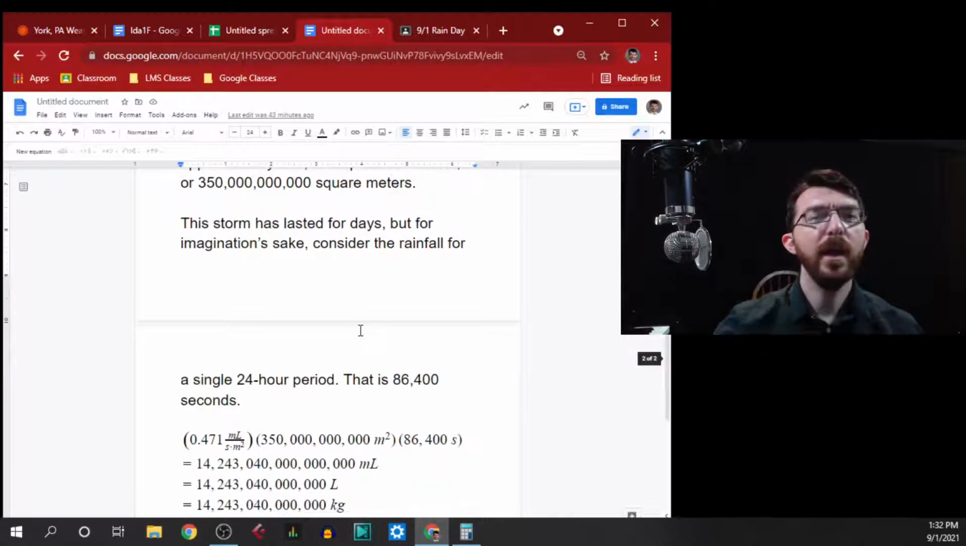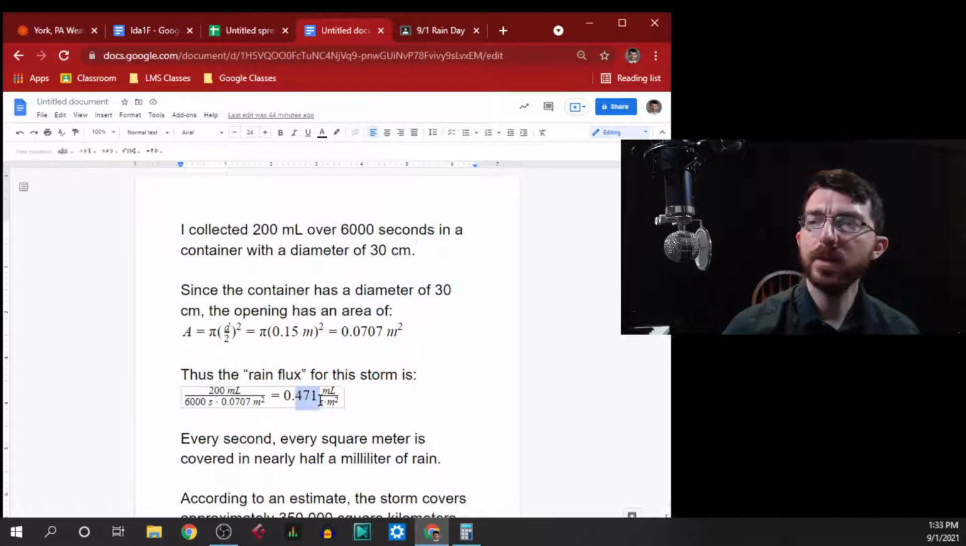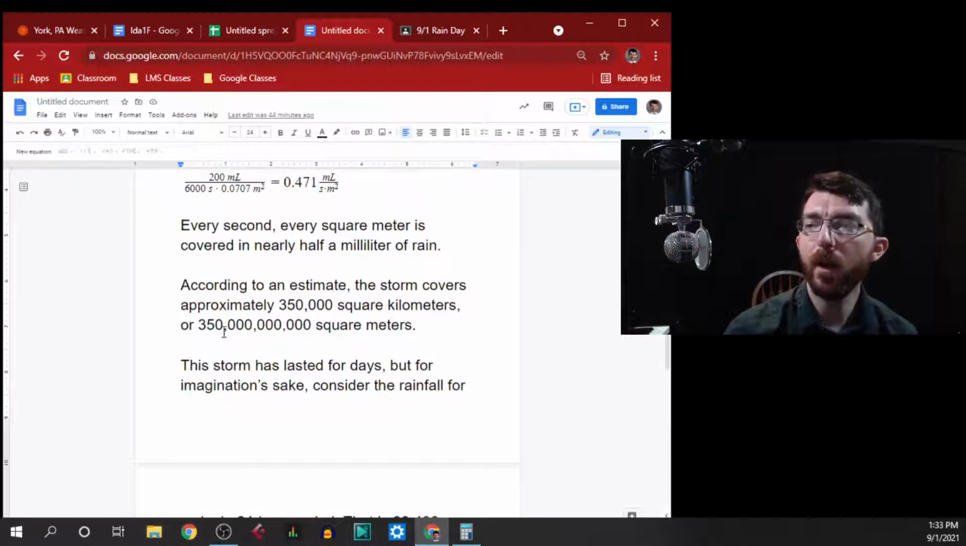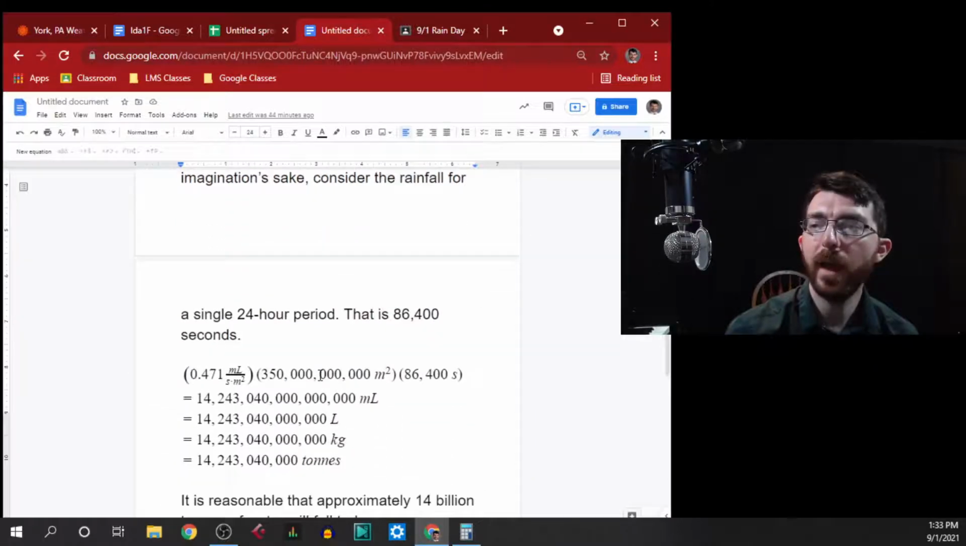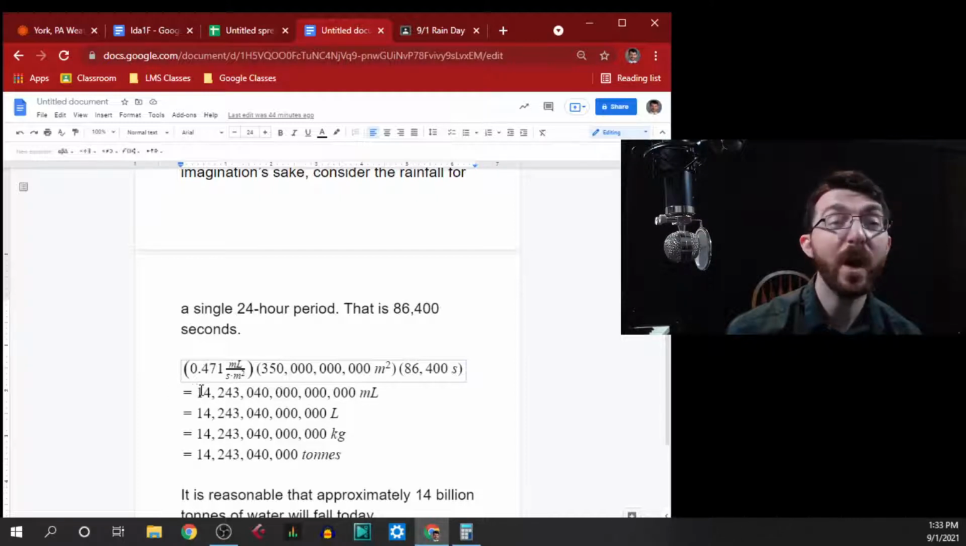Okay, so here's the data we've got. Almost half a milliliter every second over a square meter. Now I'm doing 350 billion square meters, and for one day, it'll be 86,400 seconds. Just have to plug those in. Seconds in this denominator cancels out with that. Meters squared cancels out with that. And I end up with a whopping 14 quadrillion milliliters.